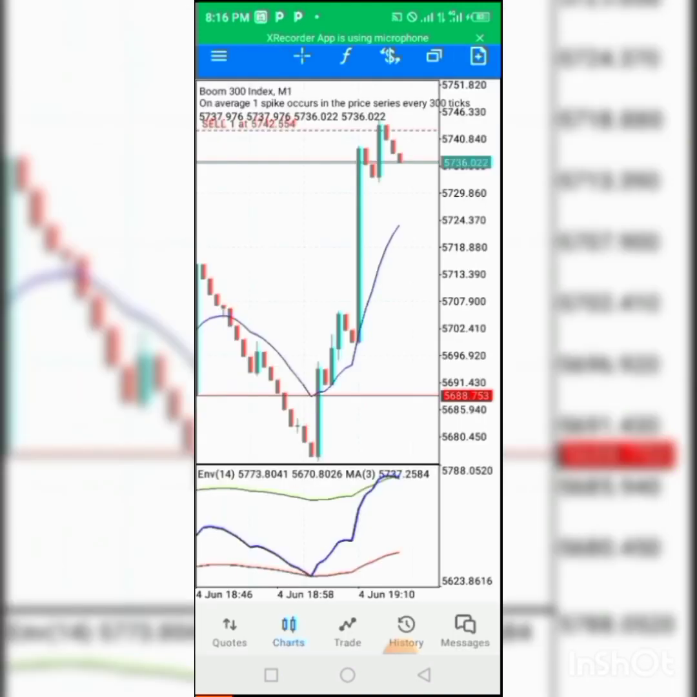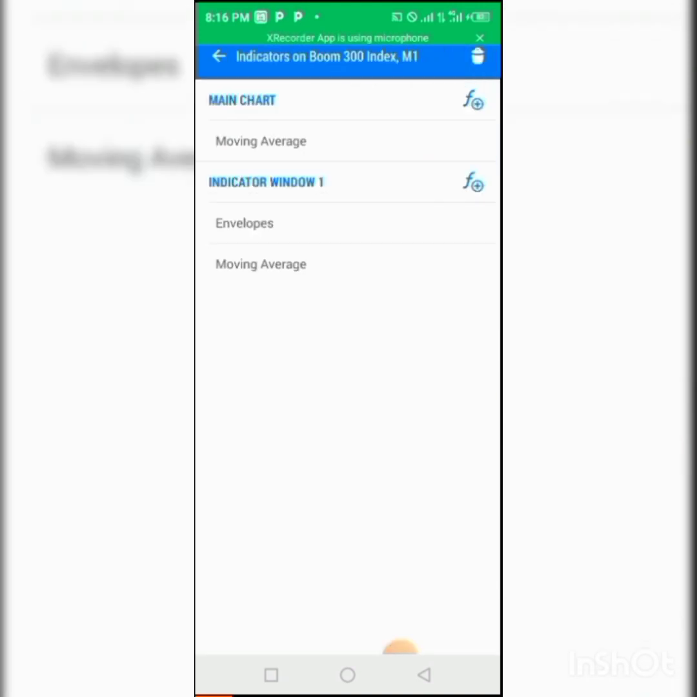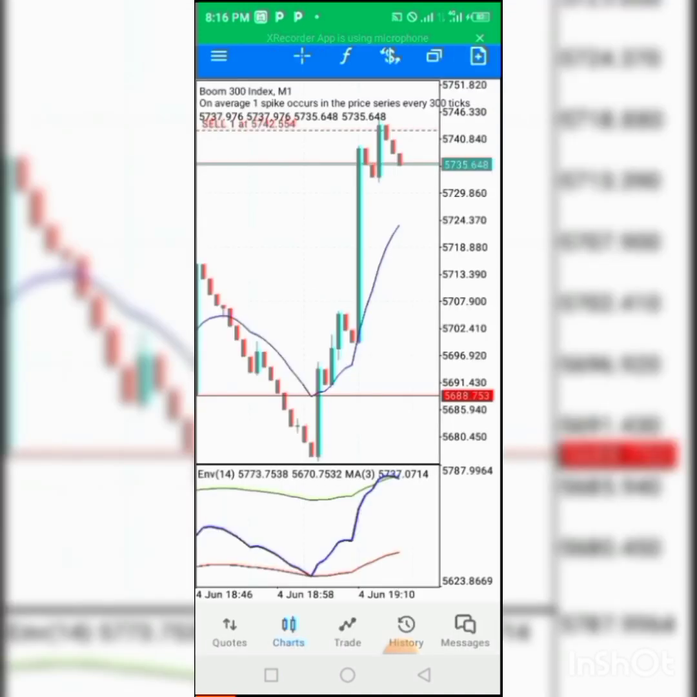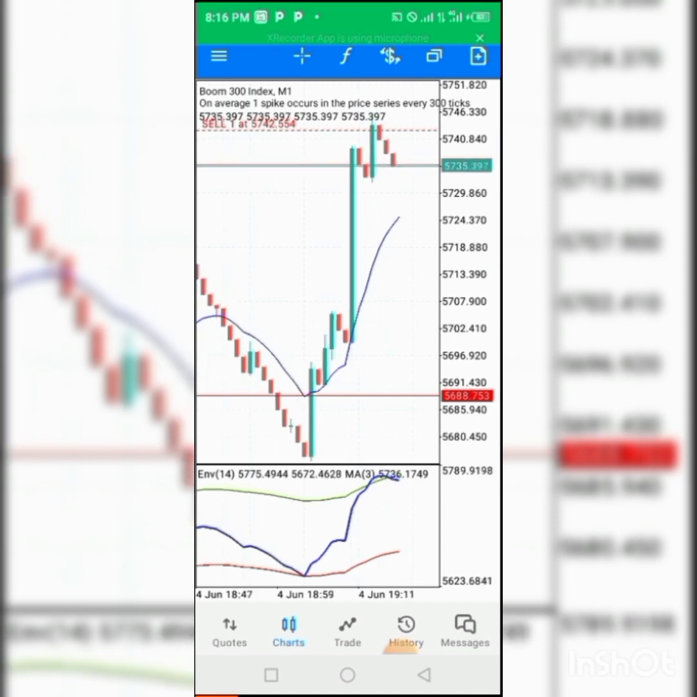Okay, and you go back to your indicator. Go to your second moving average: period 3, shift 0, method exponential, apply to close, style 4 pixel, color blue. Please, I would like you guys to pay attention to this. Just follow everything I'm doing correctly, and you will get a result.